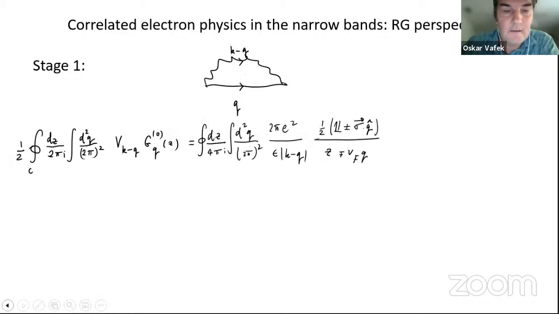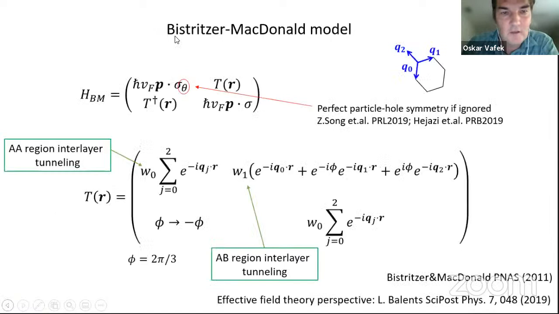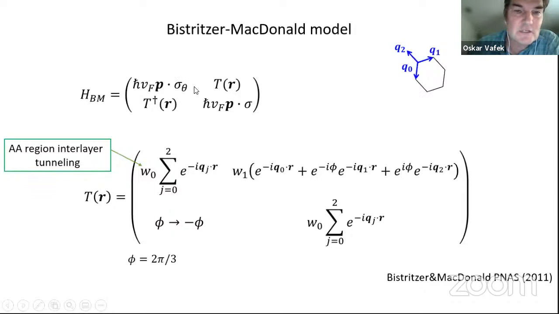So I presume that the question is about the terms which are omitted in the HBM. Let's see. Here we go. So the term that breaks particle hole symmetry in HBM is due to the rotation in the Bistritzer-MacDonald model, due to the rotation of the Pauli matrix. Now, one way to proceed is to remove this rotation by unitary transformation, simply by absorbing the phase into the top layer wave function.